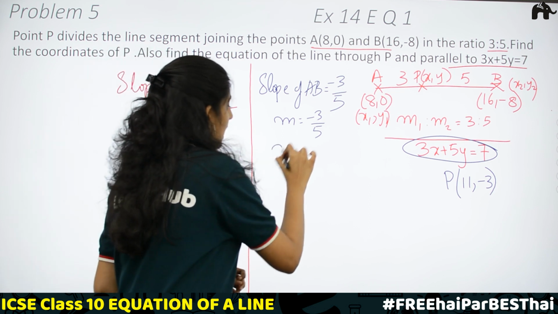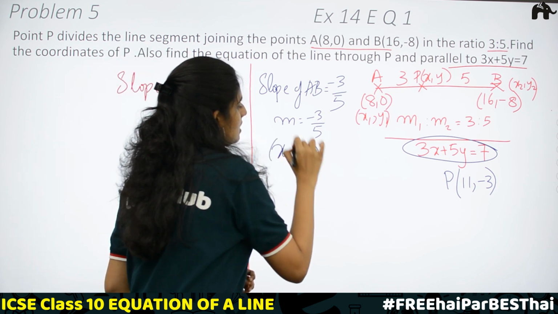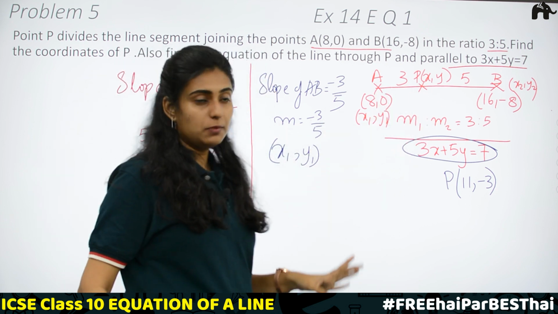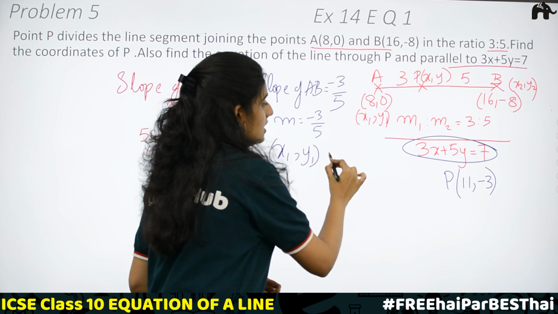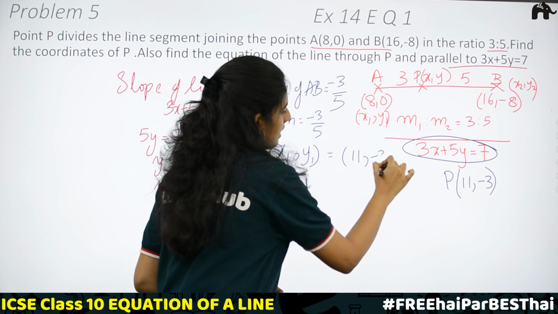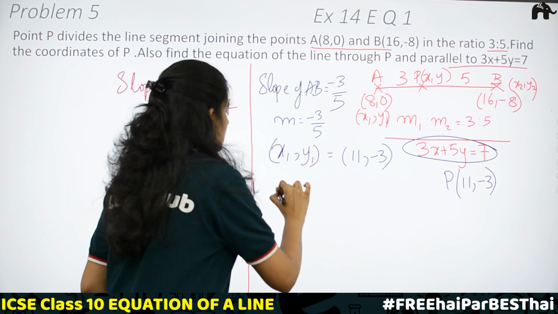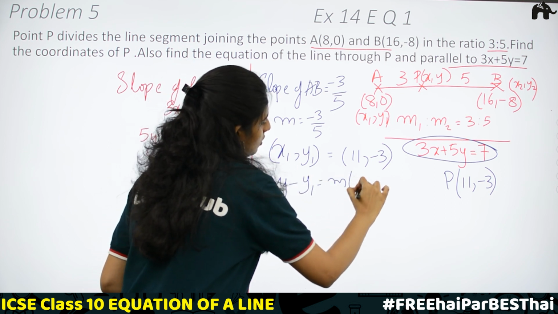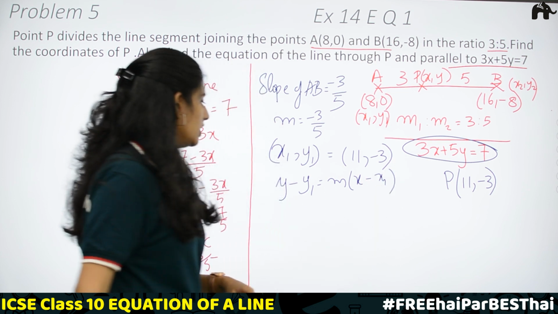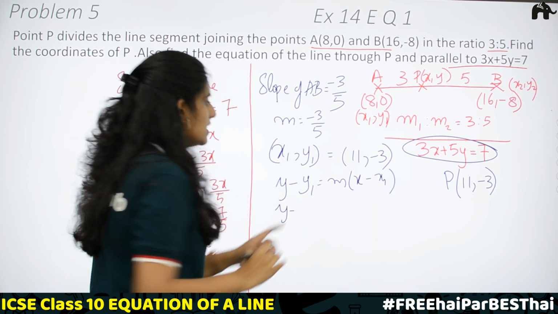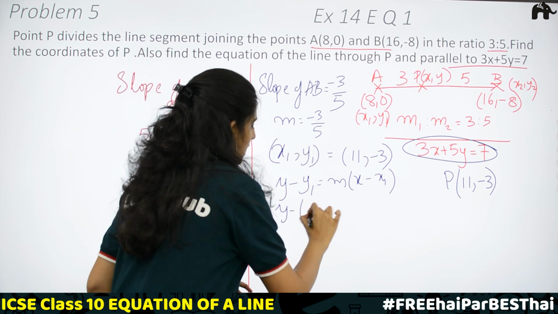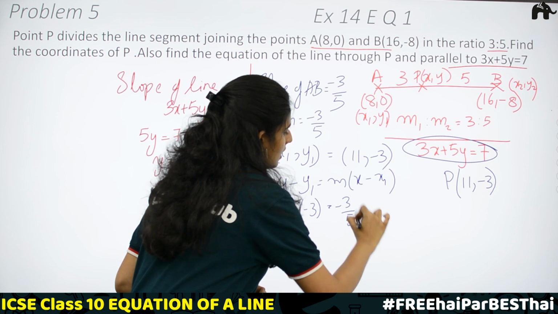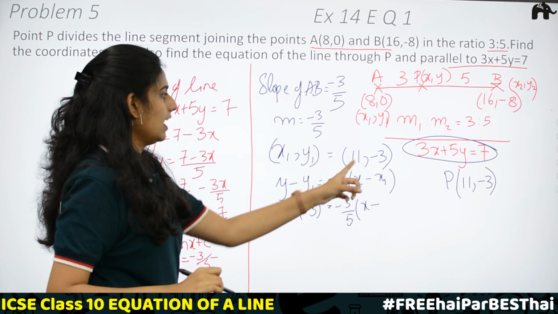Then we need x1, y1, at least a point that lies on this line. We have point P. We have determined the coordinates of point P. Therefore, x1, y1 is equal to 11, minus 3. Now, take the point slope form. y minus y1 is equal to m into x minus x1. Put the values. y minus, here y1 is minus 3. y minus of minus 3 is equal to m, minus 3 by 5, into x minus x1. x1 is 11.